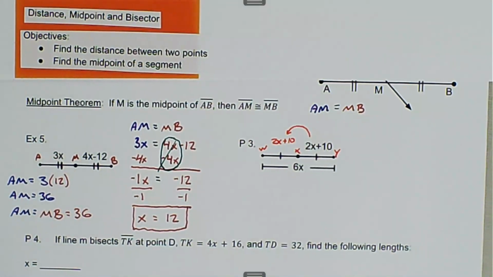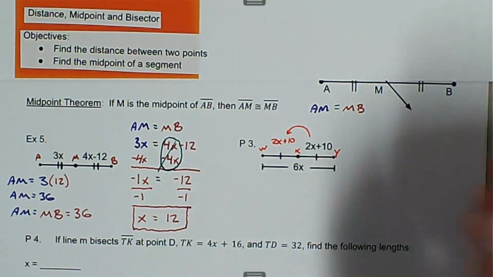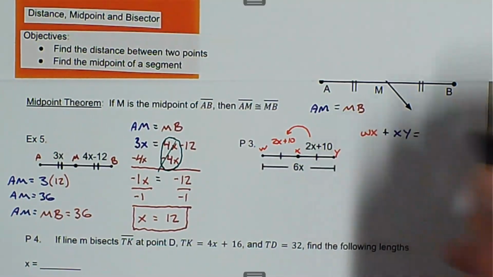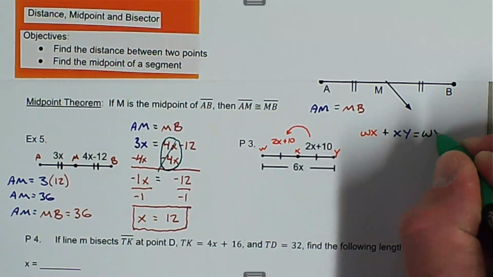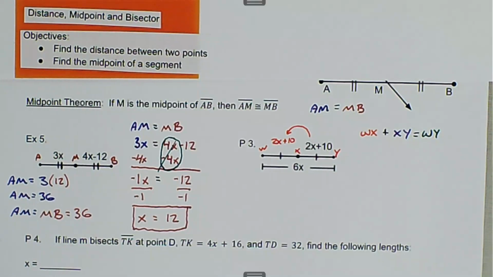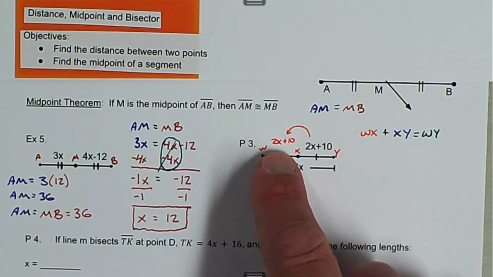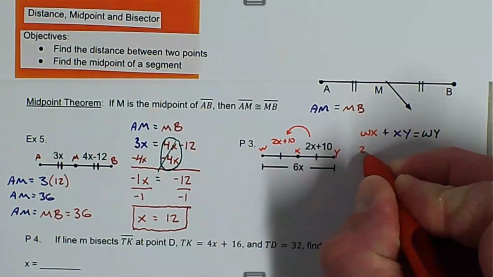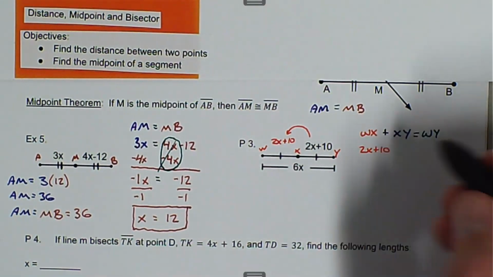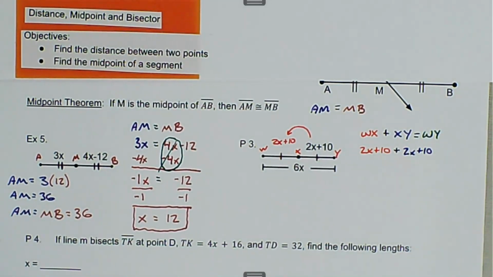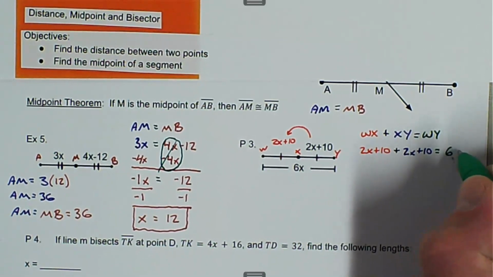Now we have enough information that we could solve for x, but we want to write our statement first. So we'll say WX plus XY is equal to WY. So now we have our segment addition statement written down, and now we can substitute our values in. WX is equal to 2x plus 10 plus XY is 2x plus 10, and WY is equal to 6x.